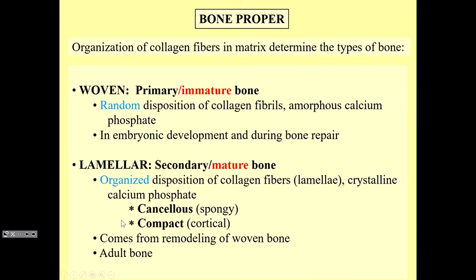Now, when bone is first deposited, we call it immature bone, and that's because the collagen fibers are more randomly oriented. Okay, so you see that during initial embryological deposition, and you see it during bone repair, and then that bone undergoes remodeling, whereupon the collagen fibers are layered in a more arranged orientation, and so then we call that mature bone. And that mature bone can be in the form of both spongy bone and compact bone.